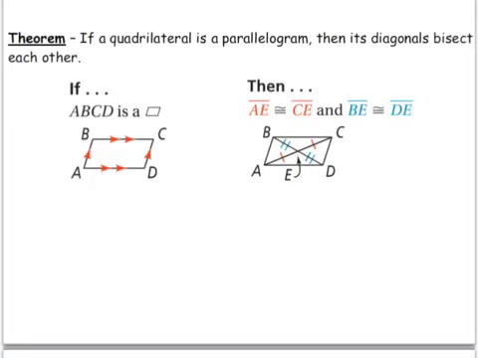Okay, here's our last theorem. If a quadrilateral is a parallelogram, then its diagonals bisect each other. So if you have quadrilateral ABCD, then you know if you construct the diagonals, AC and BD, their intersection will bisect each of those line segments.